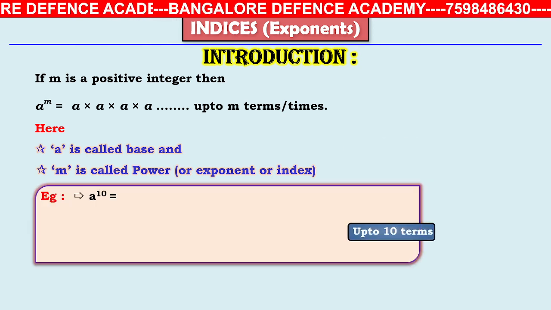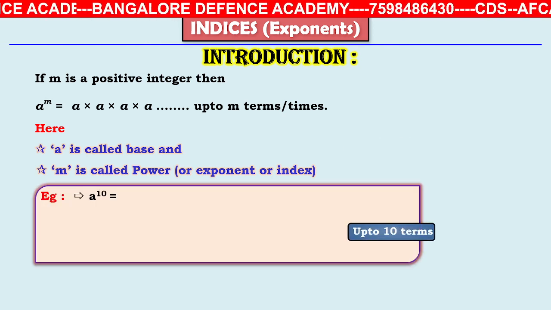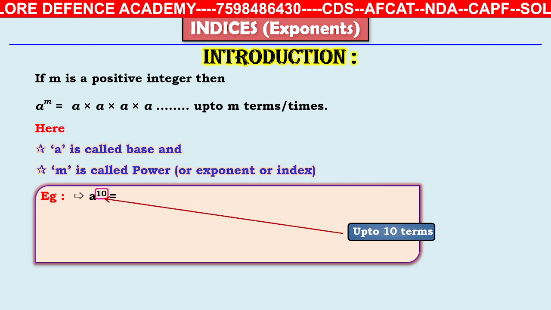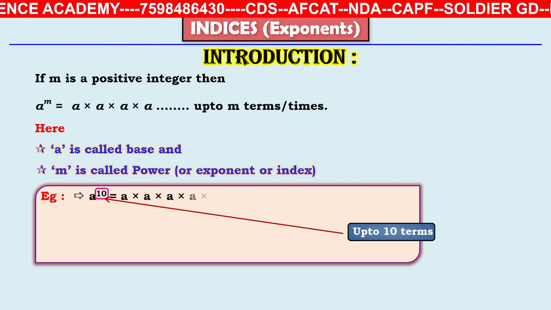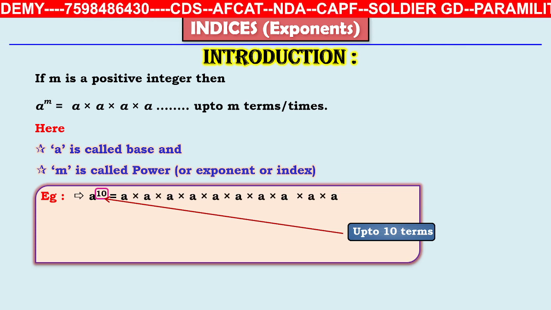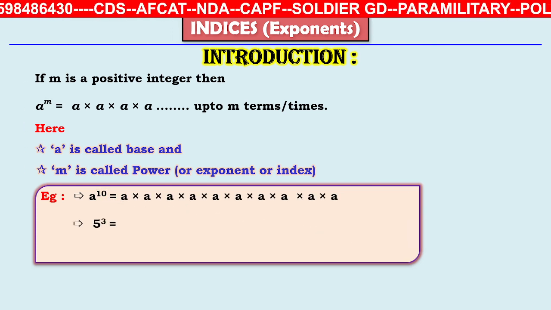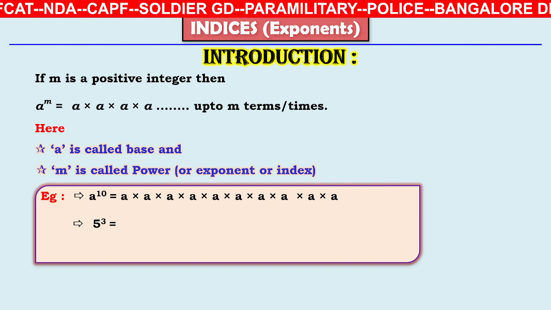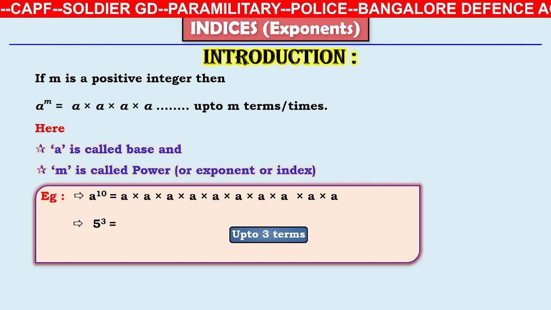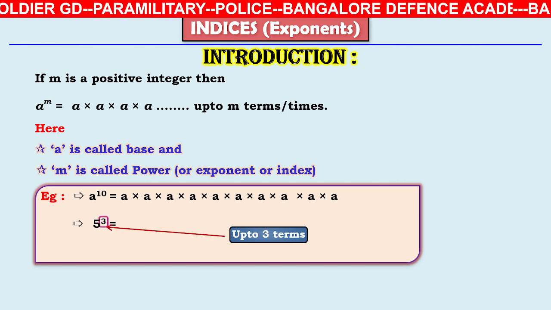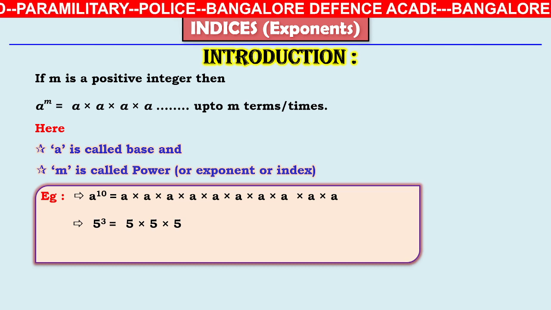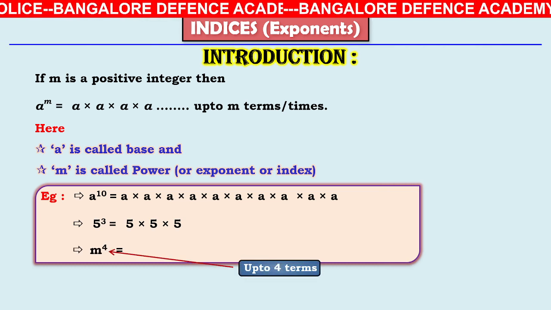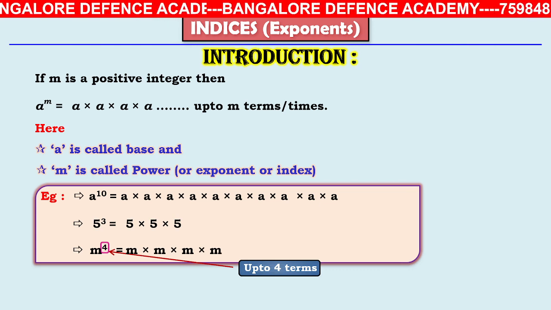Now look at this: a to the power of 10. Here a is the base, and up to 10 times I'm going to write this multiplication. So a is written 10 times; a is the base and 10 is the power. Now here it is 5 to the power of 3. 5 is the base and 3 is the power, so I'm going to multiply 5 three times: 5 into 5 into 5. This is how the operations are carried out. Here m is the base and 4 is the power, so m is written 4 times in multiplication.